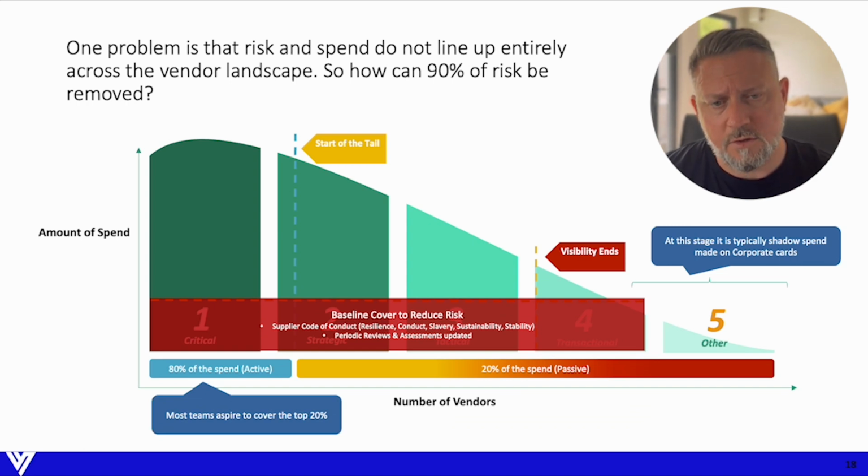And you'd like to do it through periodic reviews and assessments that are updated on a regular basis. If you did that same consistent baseline across the majority of your suppliers and your vendor supply chain, you'd remove 90% of the risk in one swoop. So there's a really justifiable reason how you can take that single activity and put that across the entire supply chain and all your supply landscape and get a decent return and reduce 90% of the risk if done in the right way and well.